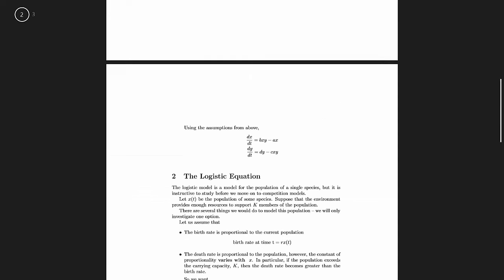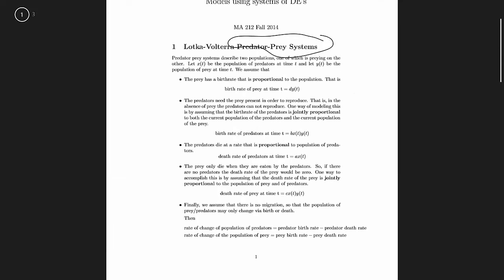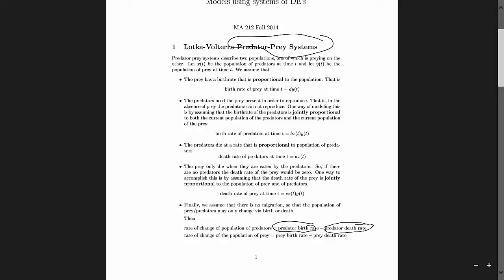In the end, what we're always going to come down to is saying that the rate of change in any population is the birth rate minus the death rate. It doesn't matter if that's for the predator or the prey, or if we're talking about a logistic equation, or if we're talking about a competition model. That's what it comes down to. Rate of change, birth rate minus death rate.